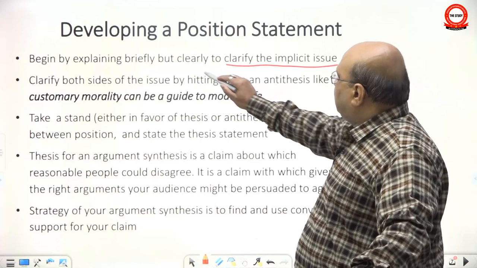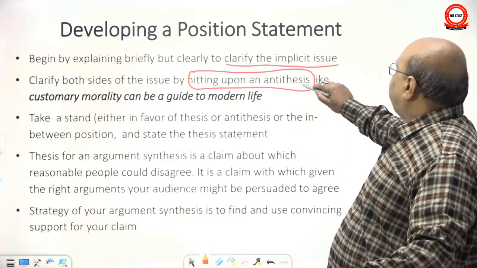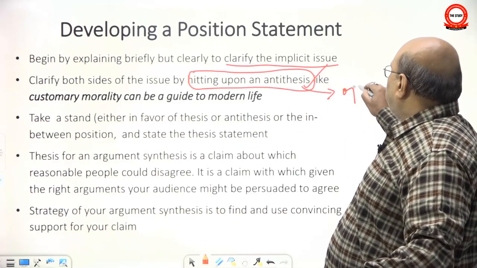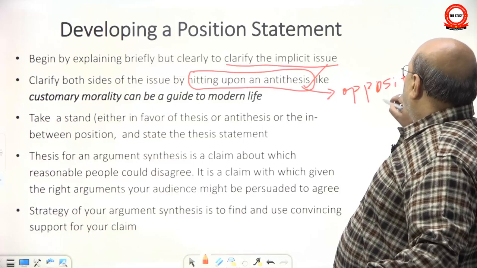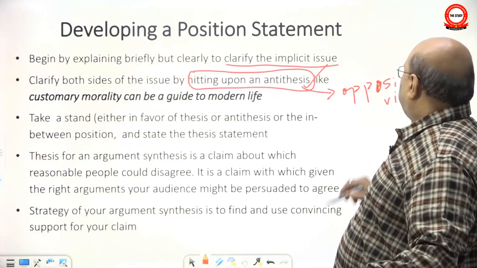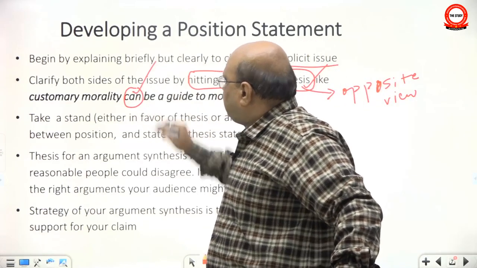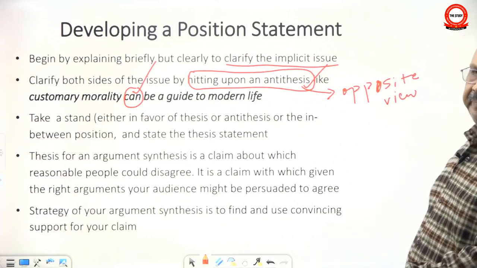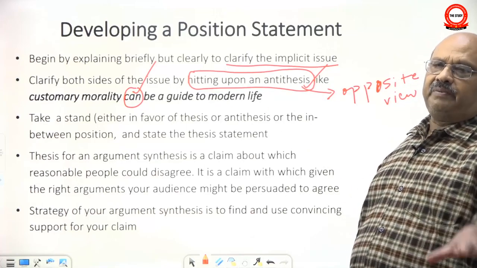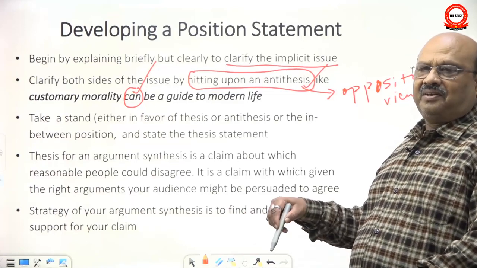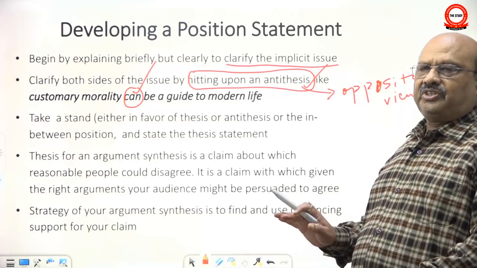So what is the way of doing that? The way of doing that is hitting upon an antithesis. Antithesis means opposite view. And what is that opposite view? This is what makes it opposite view. Customary morality can be a guide to modern life. The statement says it cannot be. And the opposite view tells it can be. So this is how the statement becomes an issue.